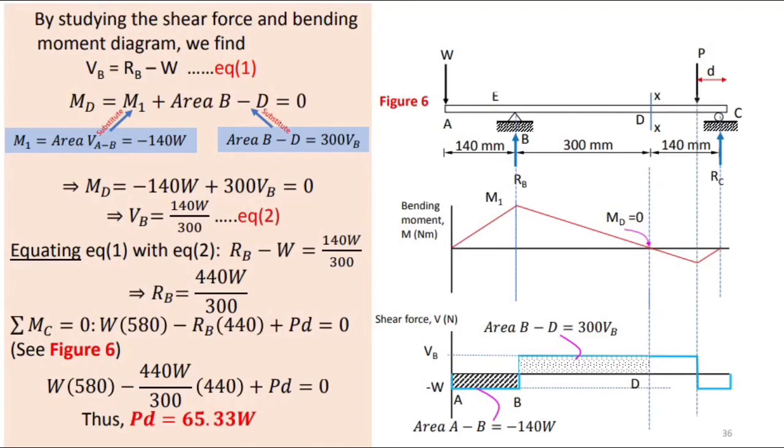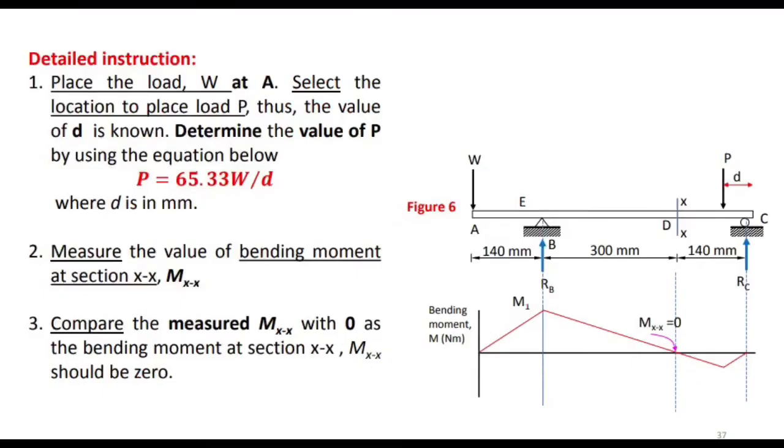And then the total moment at C equals 0 when the weight times 580 minus R at B times 440 plus PD equals 0. So the weight times 580 minus 440 weight divided by 300 times 440 plus PD equals 0. And the result is PD equals 65.33 weight.